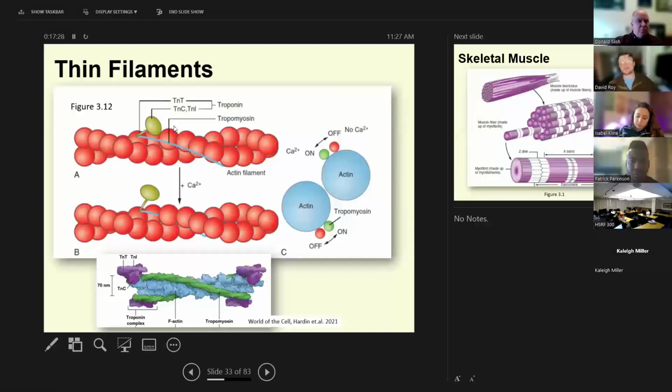So here's our troponin story. You've got three proteins in the troponin complex, troponin T, C, and I. And these are going to control the position of that tropomyosin. So when tropomyosin is in this position, myosin can't bind because it's being blocked. When calcium binds to troponin C, that moves the troponin complex, which then pulls the tropomyosin, and now myosin can interact. So calcium binding to troponin C is the trigger that allows skeletal muscle to contract.